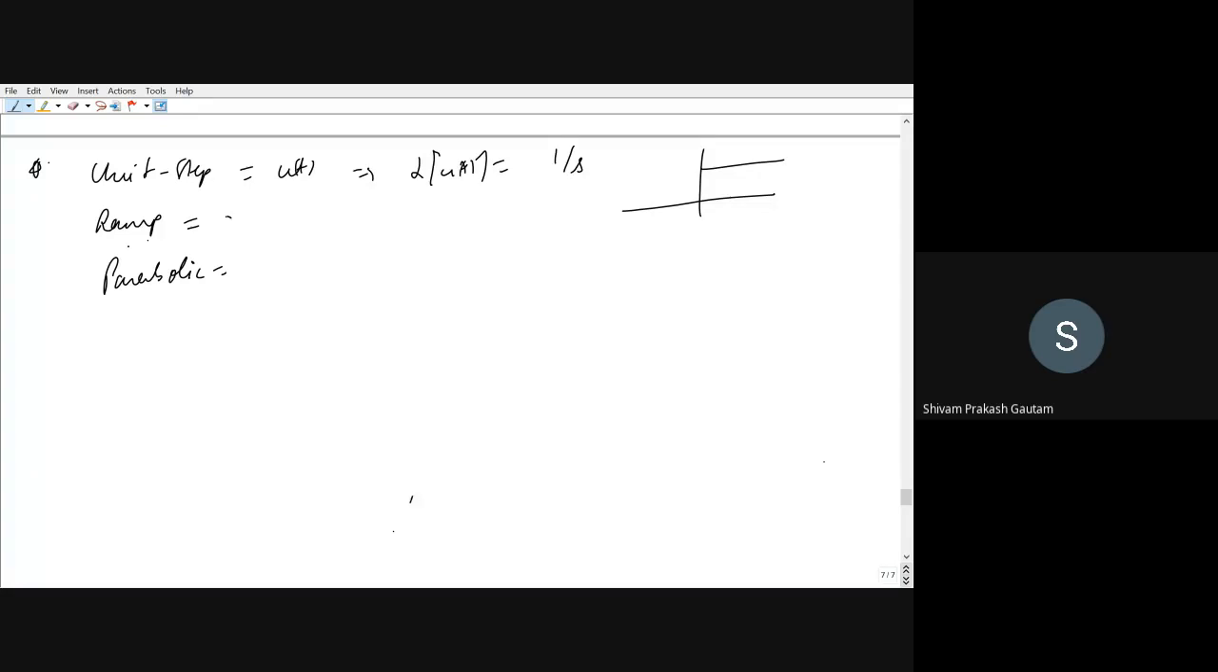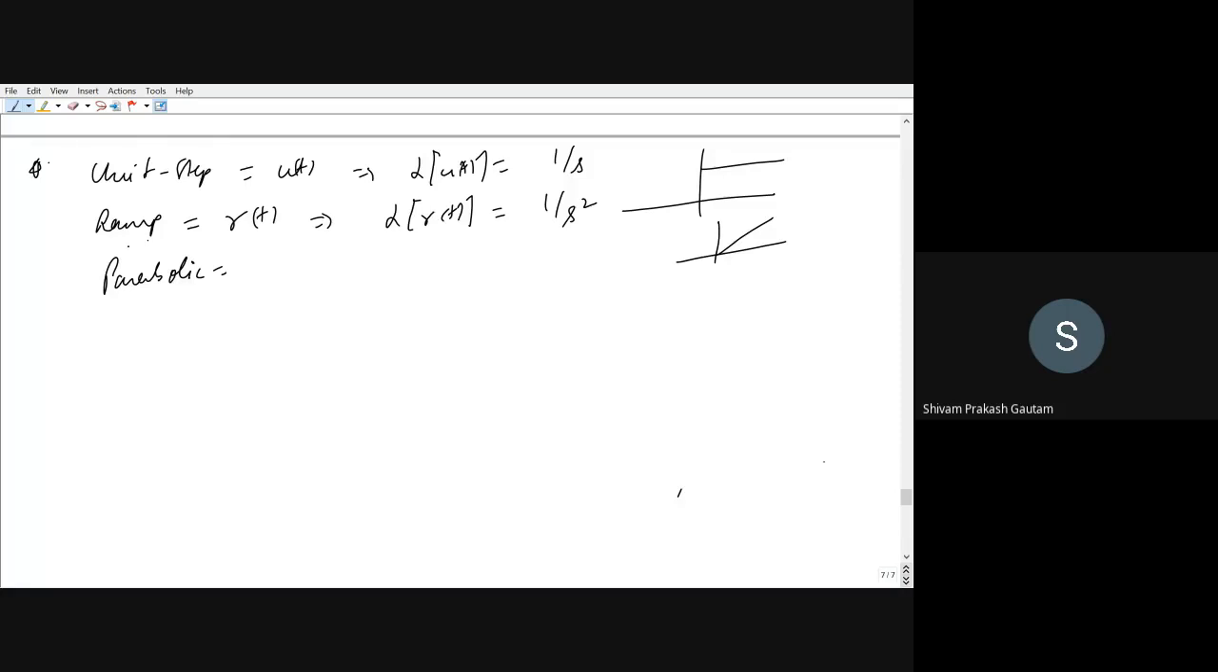The ramp function is denoted by r of t. And what is the Laplace transform of r of t? That is, for the ramp function, 1 upon s square. How does the ramp function look? It looks like this, right?